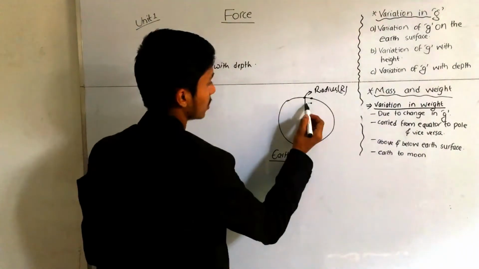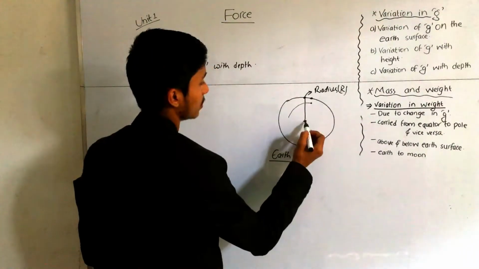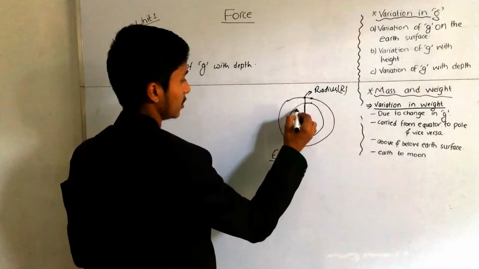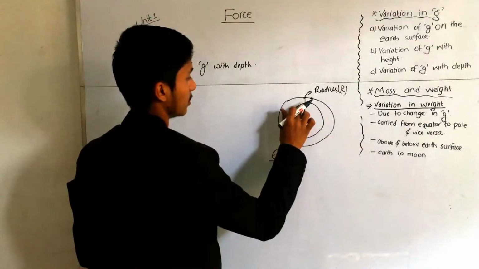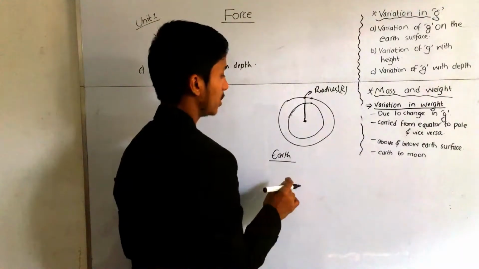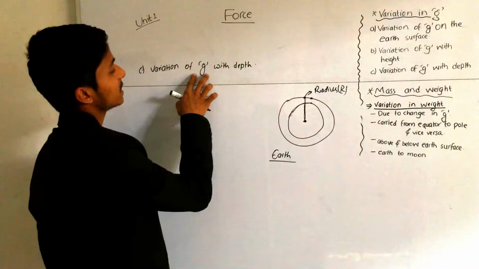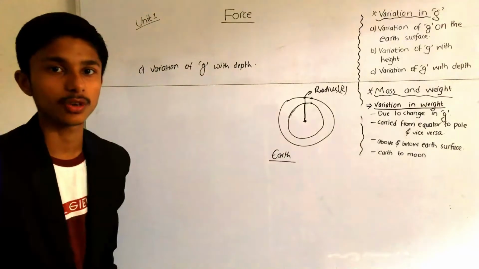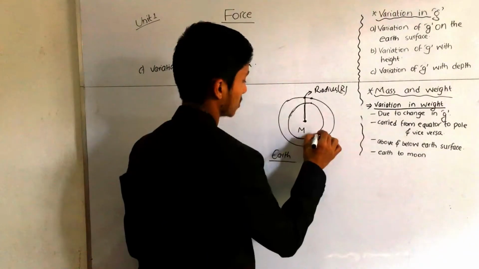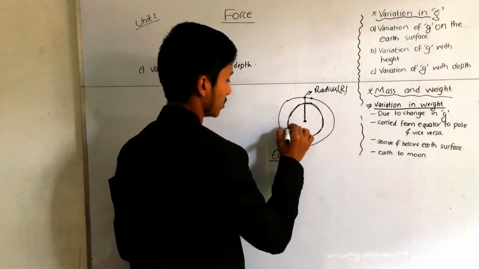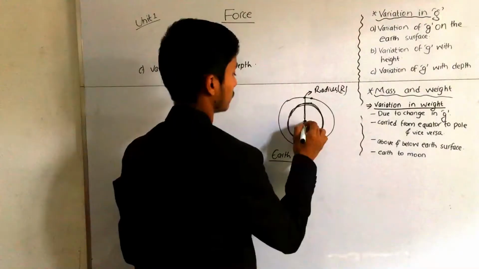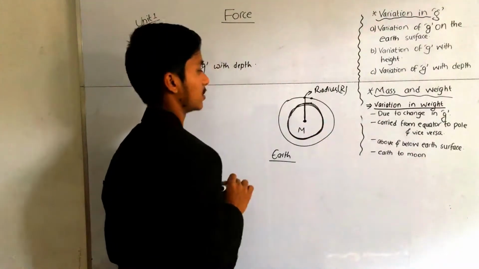we draw a circle from this, considering this is the center for this circle also. And while finding the value of acceleration due to gravity, we only take the mass of this circular object, a small circular region, and the radius will be this much.